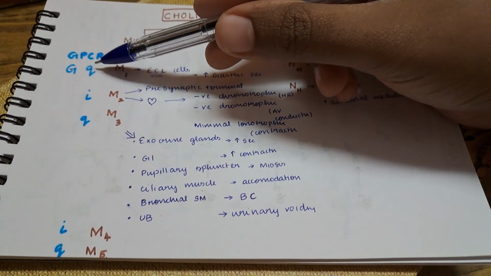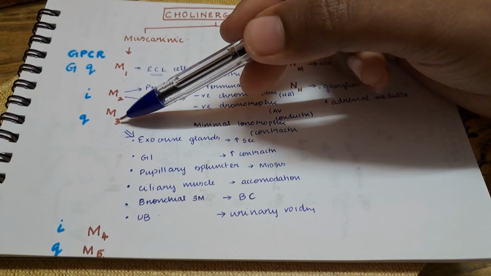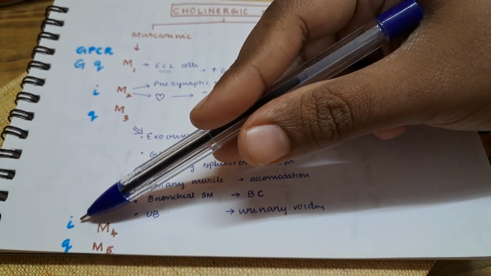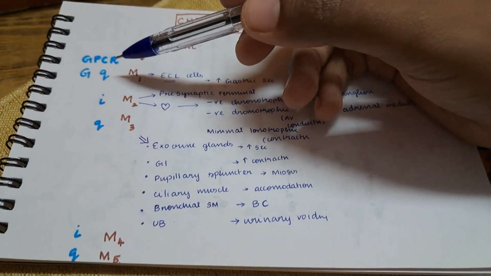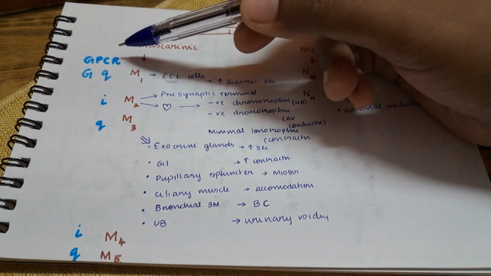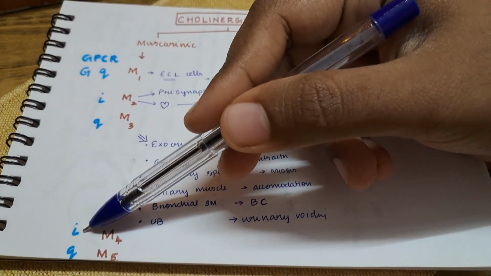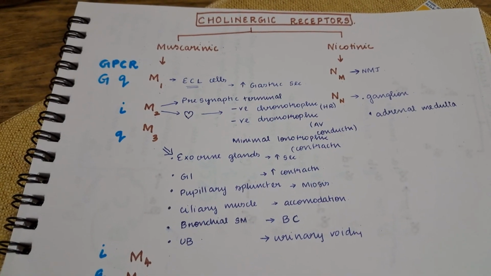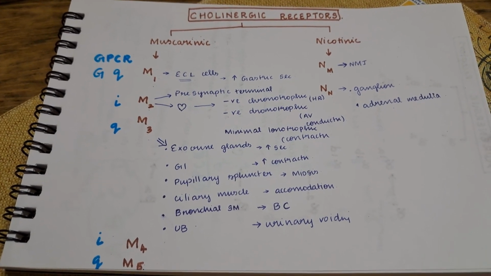M1 is Gq, M2 is Gi, M3 is Gq, M4 is Gi, M5 is Gq. So these are basically G protein coupled receptors. We can remember by Q, I, Q, I, Q. So these are the important points we should know about cholinergic receptors.